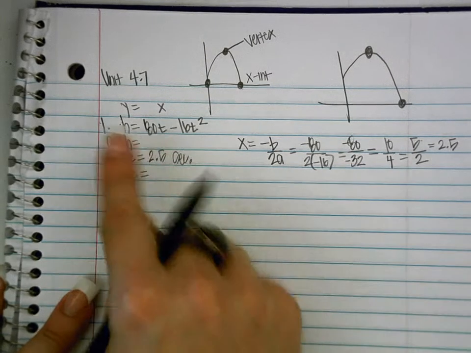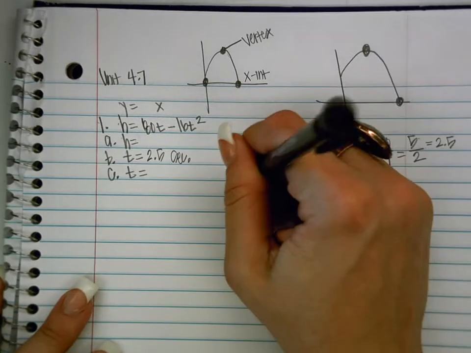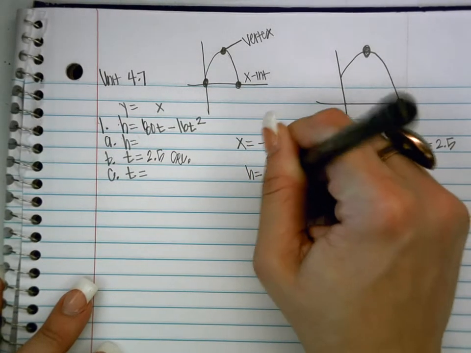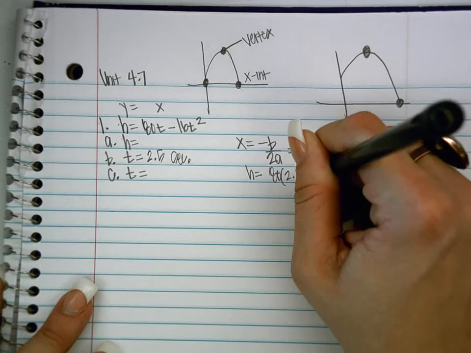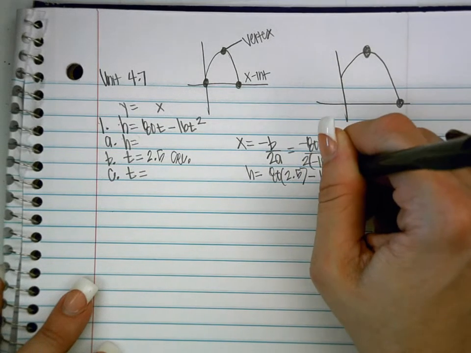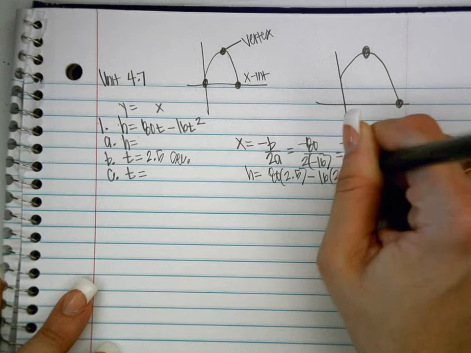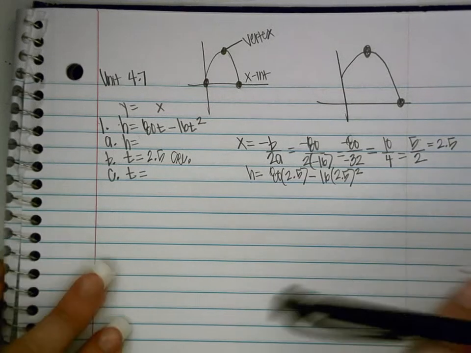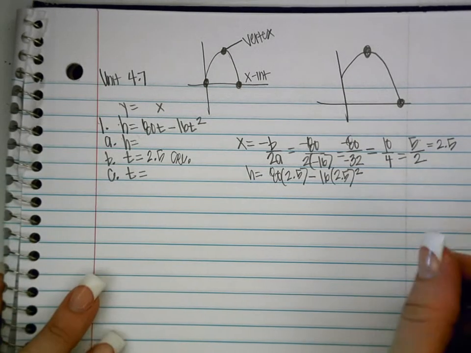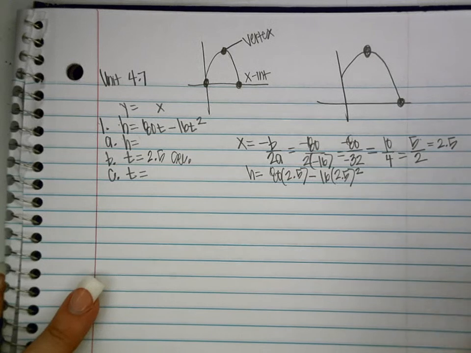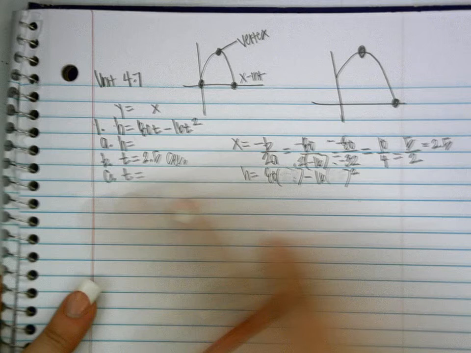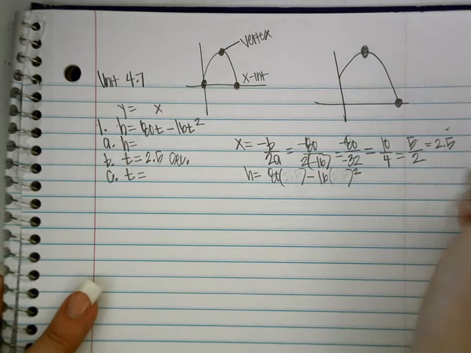Then to figure out its maximum height, what would you do? Plug it back in. So h equals 80 times 2.5 minus 16 times 2.5 squared. Now, in this case, do you want to leave this in decimals? Do you know what 80 times 2.5 is, just off the top of your head? No, not so much. When I'm plugging these back in, I would put it back in an improper fraction. Okay? It's not that bad. So I would change this back to 5 over 2.